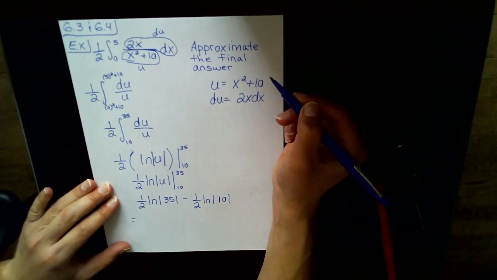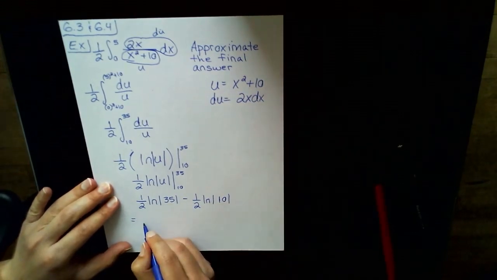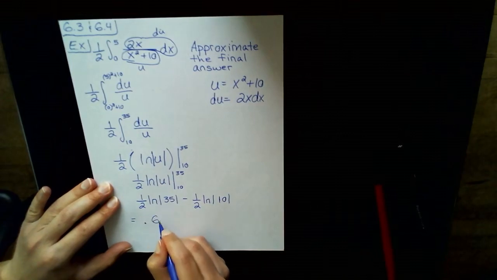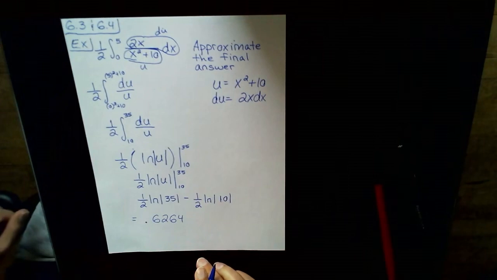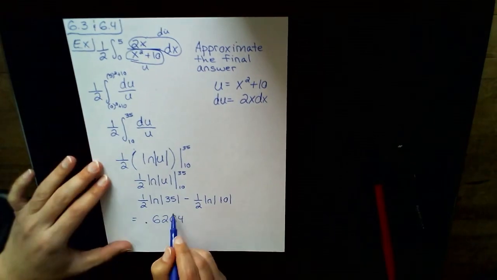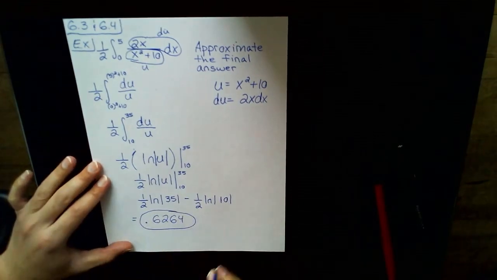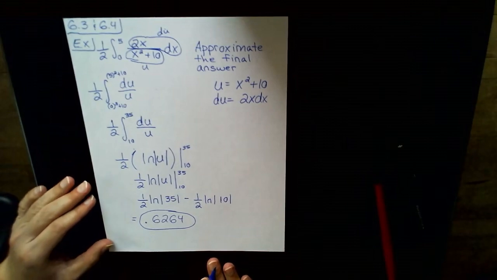And when you plug it in, rounding to the nearest fourth decimal place, you should get 0.6264. And that is our final answer.